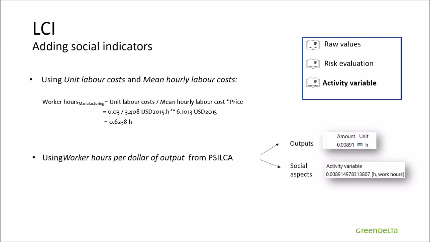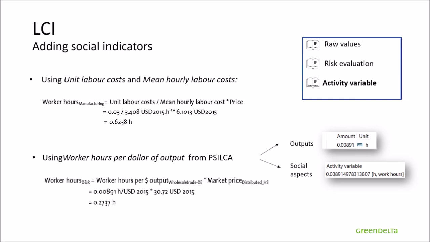Now, there can be also other ways. An alternative way is to use the worker hours per dollar of output of representative PSILCA sectors. You can find that value either in the amount of outputs or in the activity variable column in the social aspect tab. And it will be, of course, the same in the outputs or in the social aspects that we saw earlier. This method was used for the distribution and the use stage. So here you have the example with the distribution retail, but it was the same for the use stage.